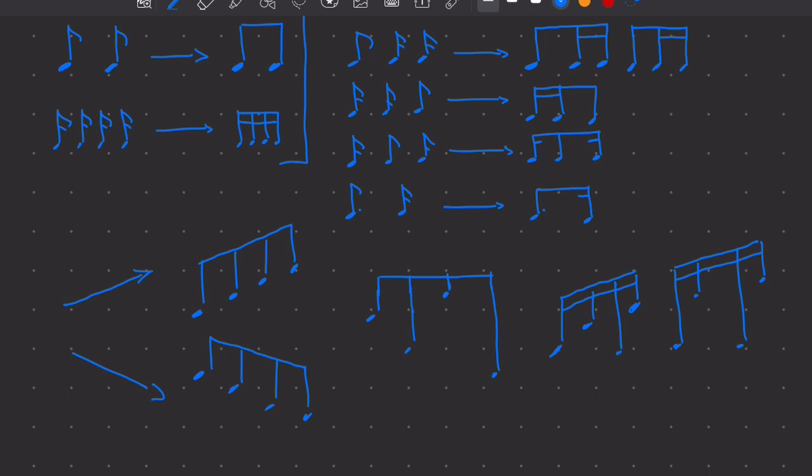If for some reason we need to beam over the top of a rest, we can just shift our rest down a little bit so it doesn't interfere with the beam line. So we don't want to overlap anything when we're writing music. We just want it to be nice and neat. So we would just move our rest down slightly.